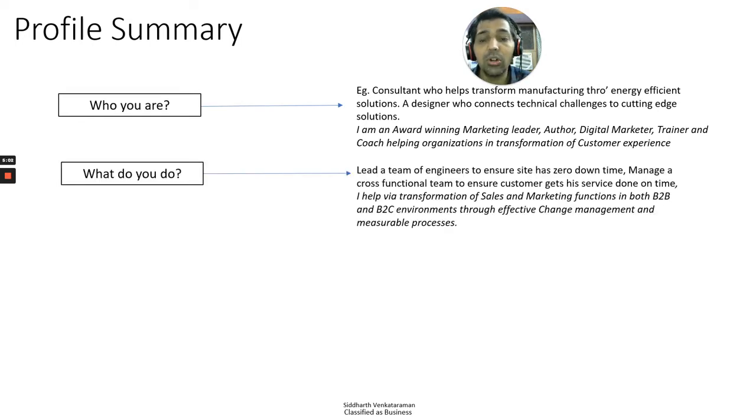The next one is about what you do. So what do you do to achieve the commitment which you've given in your first line? Suppose it's a consultant who's helping manufacturing through energy efficient solutions, or a designer. How are they doing it? Leading a team of engineers to ensure site has zero downtime. Managing a cross-functional team to ensure customer gets service done on time. And for me, I'm saying I help via transformation of sales and marketing functions in both B2B and B2C environments through effective change management and by putting up measurable processes. So that's the differentiator.